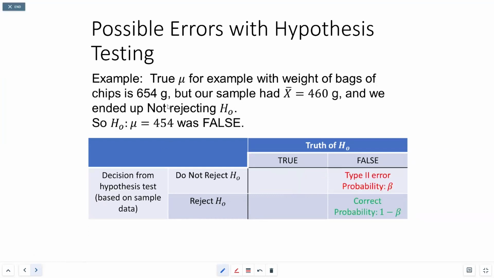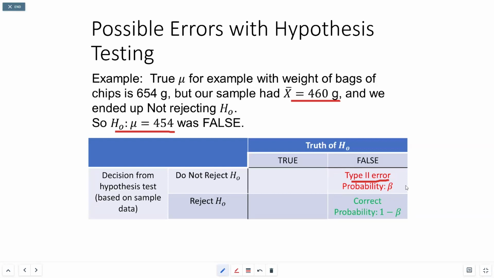Right. So now in another hypothetical situation, it turns out the true mu was 654 grams. But we didn't know what the true mu is, right? We are assuming it's 454. And we get a sample of 460. So our null was that mu was 454, and it was false because the truth, if we were God and we could somehow really know, was 654. We don't know that. Our null is that it was 454. We get a number close enough, we don't reject the null. So this is a situation where the truth is that it was false, and we ended up not rejecting it. And that's called a type 2 error. So that is failure to reject the null when it is false. And that probability is given the notation beta.